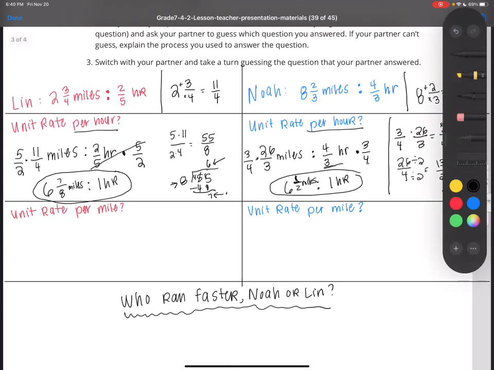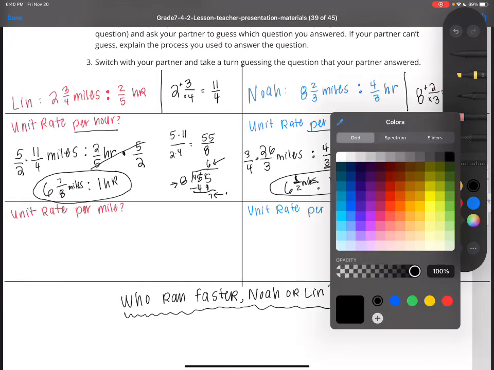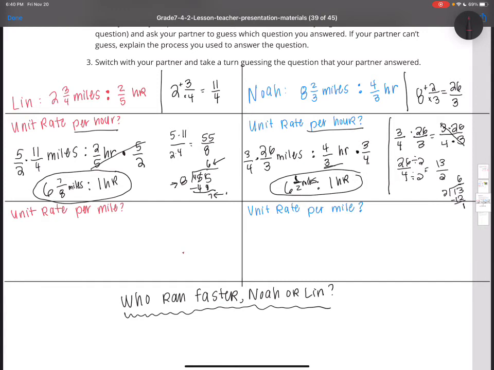And I'm going to change my color up so you guys can know, hey, she's moving on to the next problem. So let's do this. How about this? Make it a little burgundy, okay? So now let's look at the next one, okay? We still want to use that same ratio. 11 over 4 miles to 2/5 of an hour, okay? And we're going to write the same thing down for the next side. We're going to do 26 over 3 miles to 4/3 of an hour, okay?